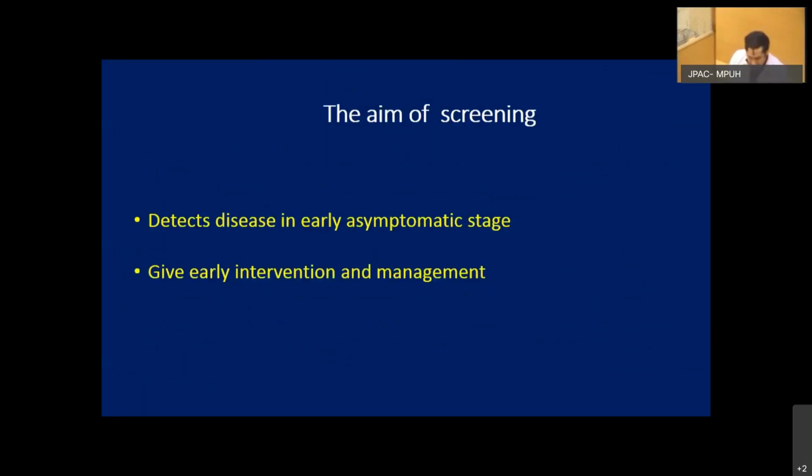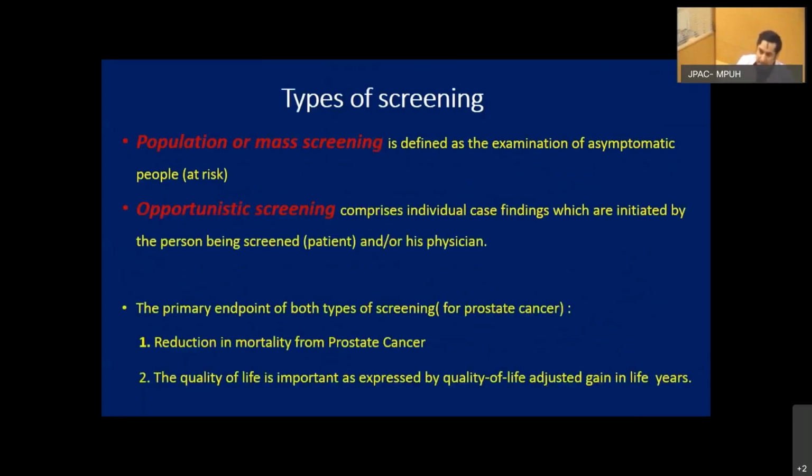So what are the aims of screening? The aim is to detect the disease in the early asymptomatic phase and give early intervention and management. There are mainly two types of screening. One is population or mass screening, that is, the examination of asymptomatic people at risk in the population. Second is opportunistic screening, which we usually do in hospitals, where a patient has come for some other reason and we measure blood pressure. The primary endpoint of both types of screening, especially for prostate cancer, is reduction in mortality from prostate cancer and improvement in the quality of life.